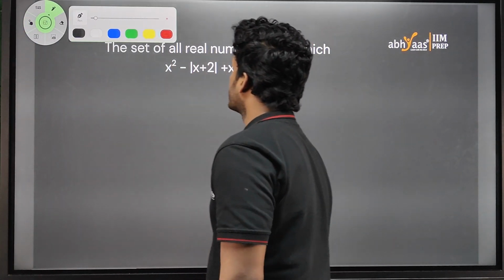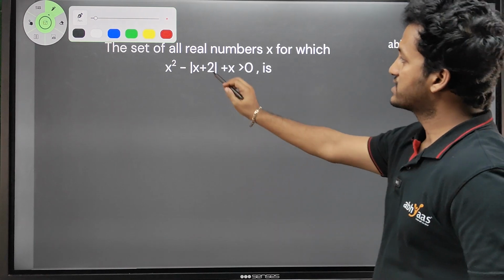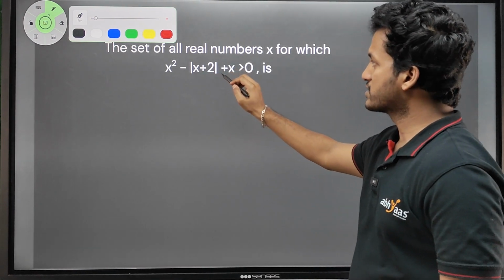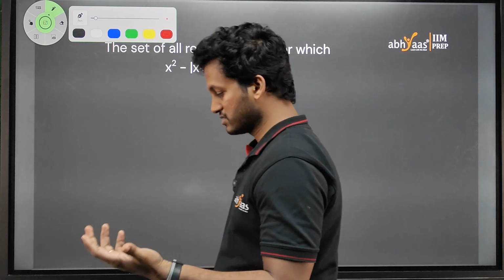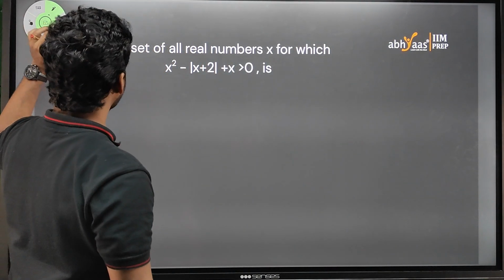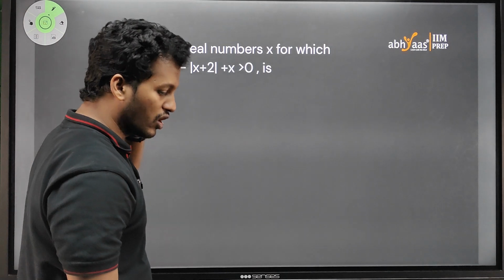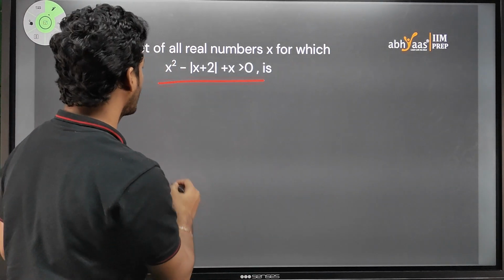Okay, the set of all real numbers x for which x square minus mod of x plus 2 plus x is greater than 0. Yesterday, in previous classes, we have done the same thing about the quadratic equation. So we can apply that here. Comment your answers about this function. How to see this one?